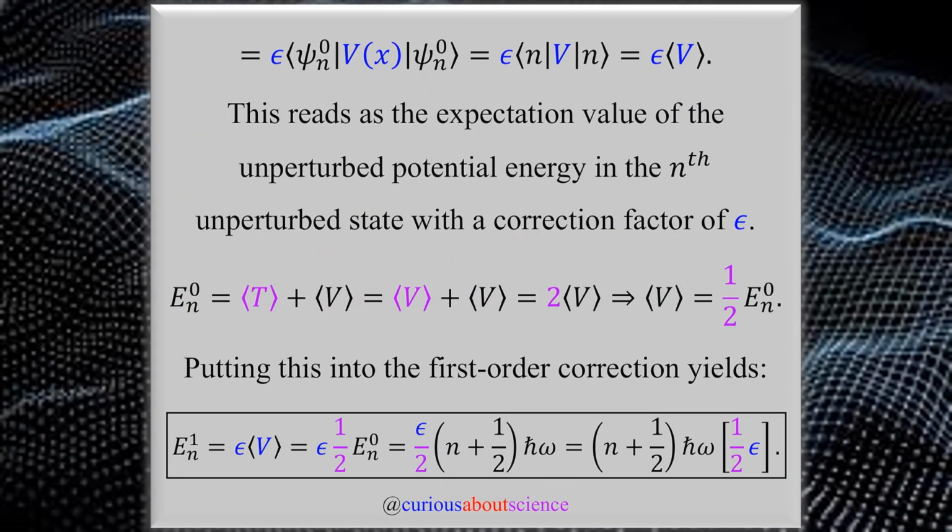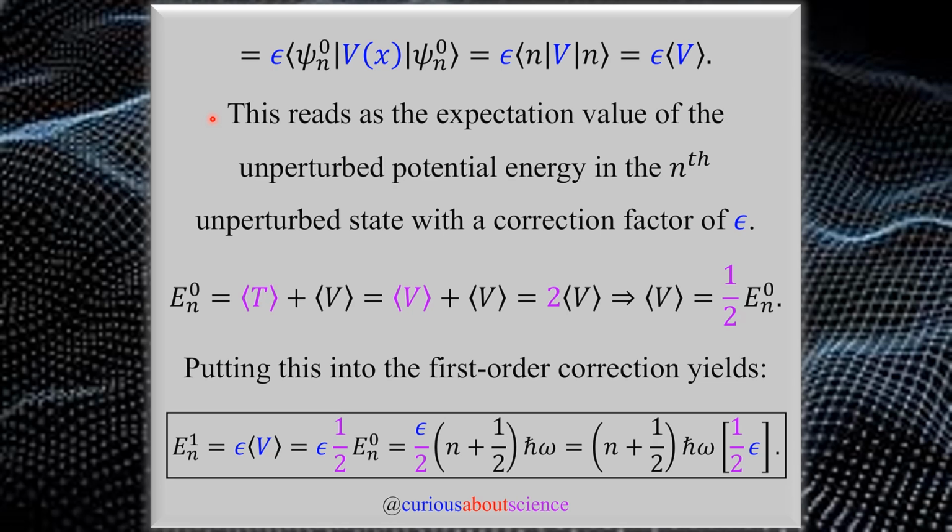Well, quite quickly you can see that epsilon being a constant can be brought outside the inner product. No big deal. And we're just left with the expectation value of V between two n states. And like I wrote here, this reads as the expectation value of the unperturbed potential energy in the nth unperturbed state with the correction factor of epsilon. So that's a great little translation for how to deal with it.